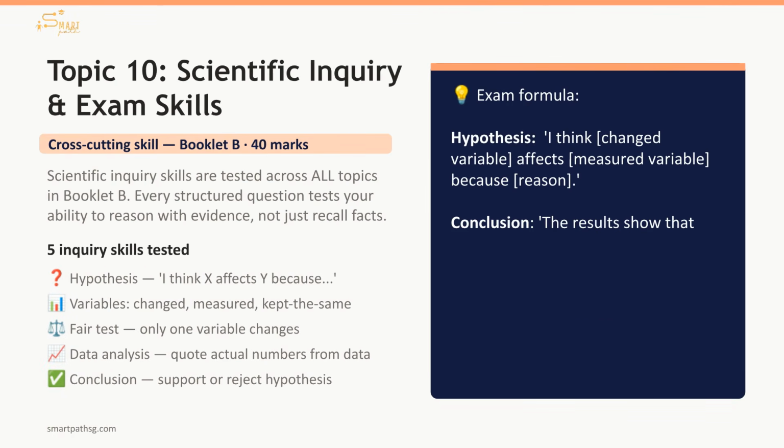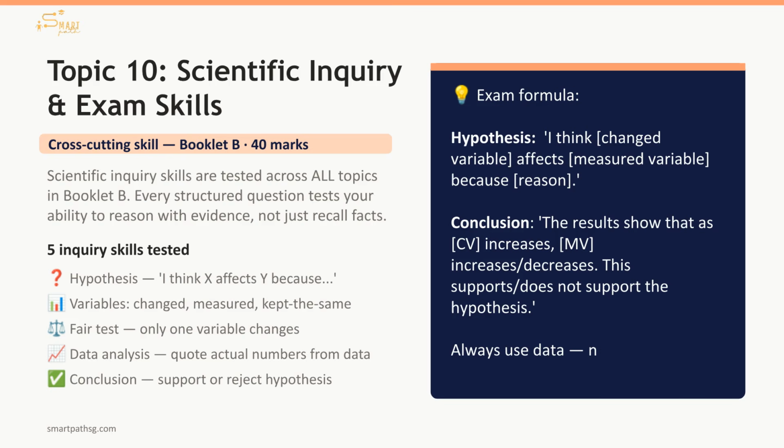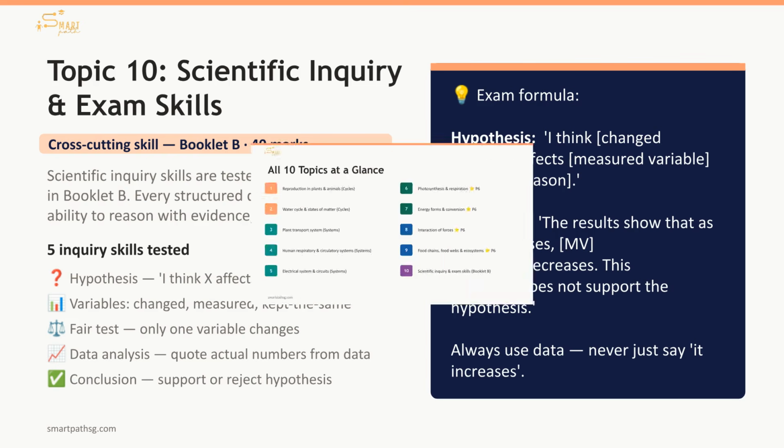Scientific inquiry skills are cross-cutting and vital for Booklet B, worth 40 marks. This is not just about knowing science facts, it's about using evidence correctly. The most common marks lost are vague hypotheses without reasons, incomplete variable identification, and conclusions that don't reference actual data. Learn the formula for hypothesis and conclusion, and apply it every time.